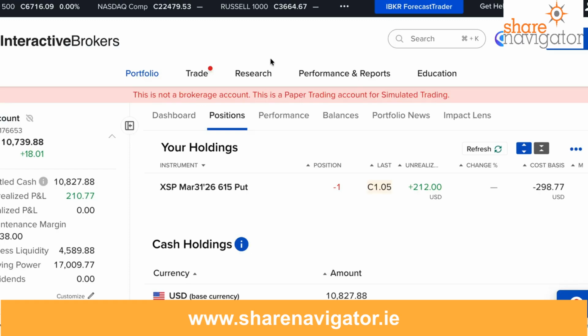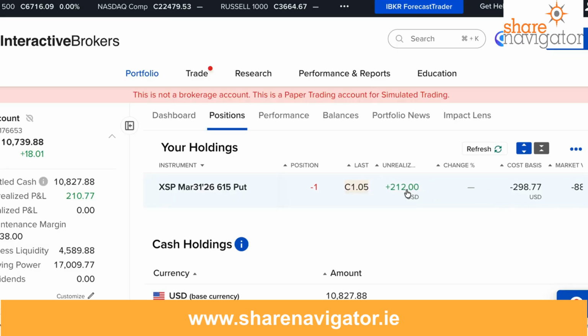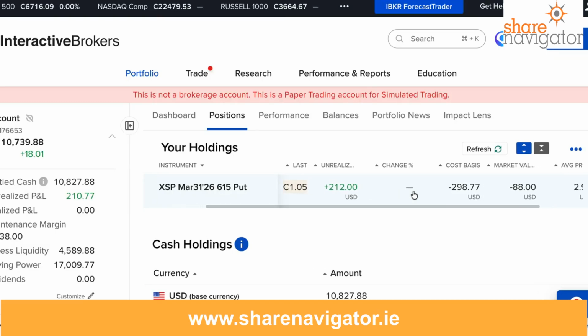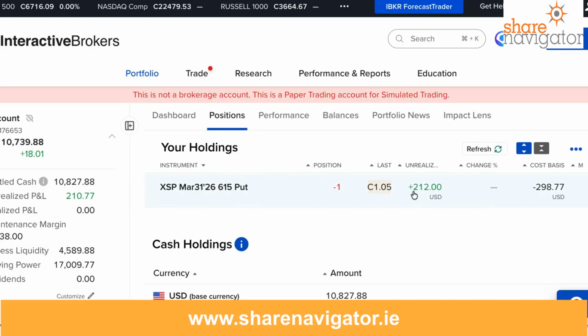Switching into the IBKR version, we used XSP, which is basically a cash settled instrument that can be traded in traditional options in IBKR. You can see we're up 2.12% on this one here, and this is about to close today as well, or maybe tomorrow, depending on how the market goes. And again, it's a similar type trade.